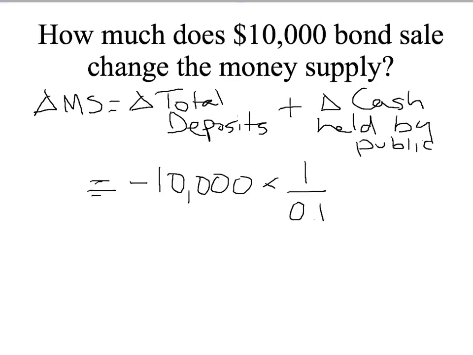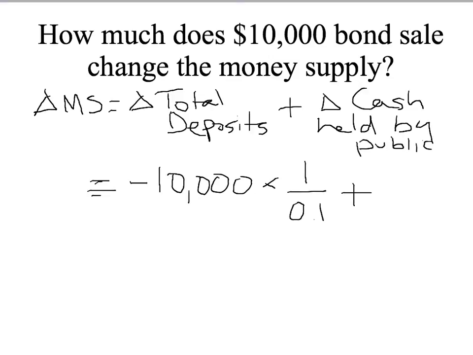And what do we see in terms of our change in the cash held by the public? Once again, we don't see a change at all. Before, we had $10,000 in a banking account. Now the Fed has taken that out of circulation. So the only thing that has changed is the deposits and not the cash. So our change in cash held by the public is going to be equal to 0.